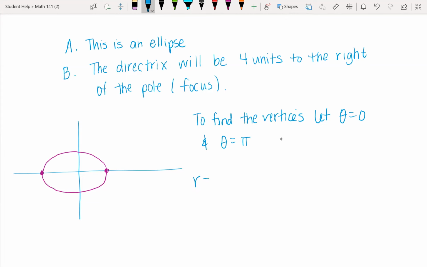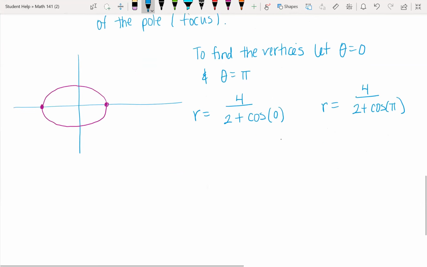So we had r equals 4 over 2 plus cosine 0, and then r equals 4 over 2 plus cosine of pi. Cosine of 0 is equal to 1, so we get 4 over 3. And then cosine of pi is equal to -1, so we're going to have 4 over 1, which is just 4.